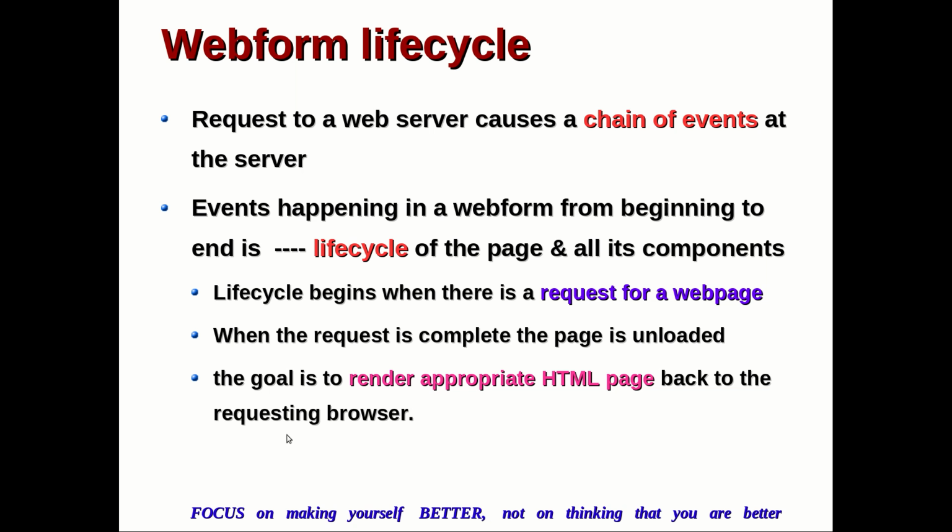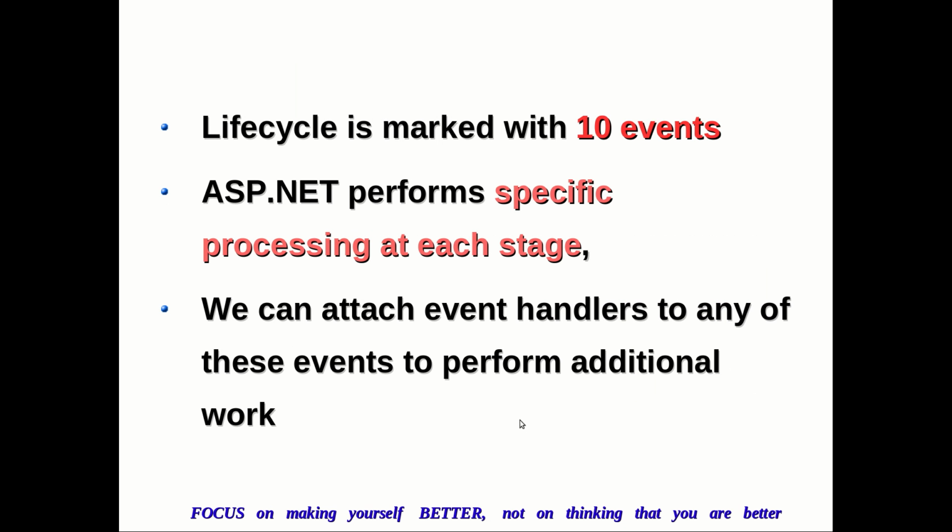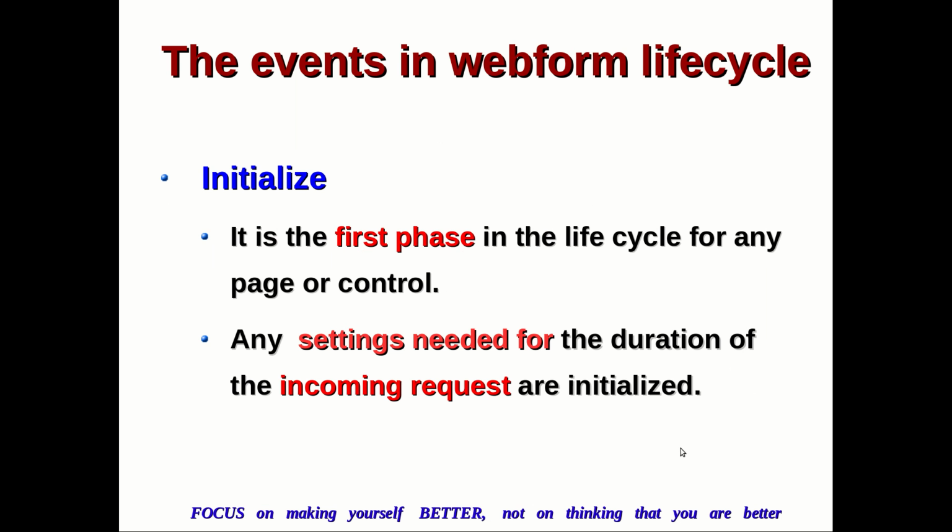So when there is a request placed for a web page, the life cycle of a web form begins, and until the page is unloaded or disposed, the life cycle will be there, and it ends when the web page is unloaded or disposed. So during this period, how the server renders the HTML page is what you call as life cycle of a web form. So life cycle is generally marked with 10 different events which we will be discussing now.